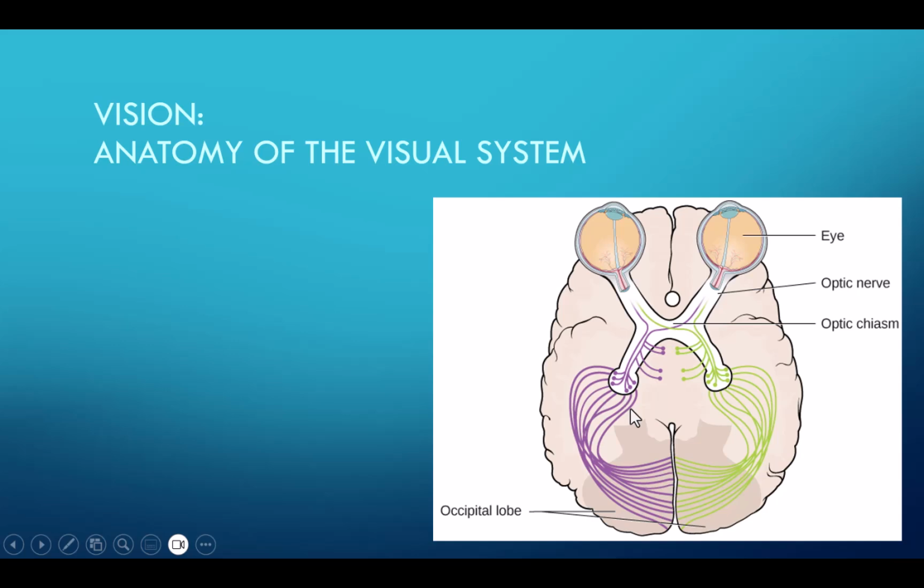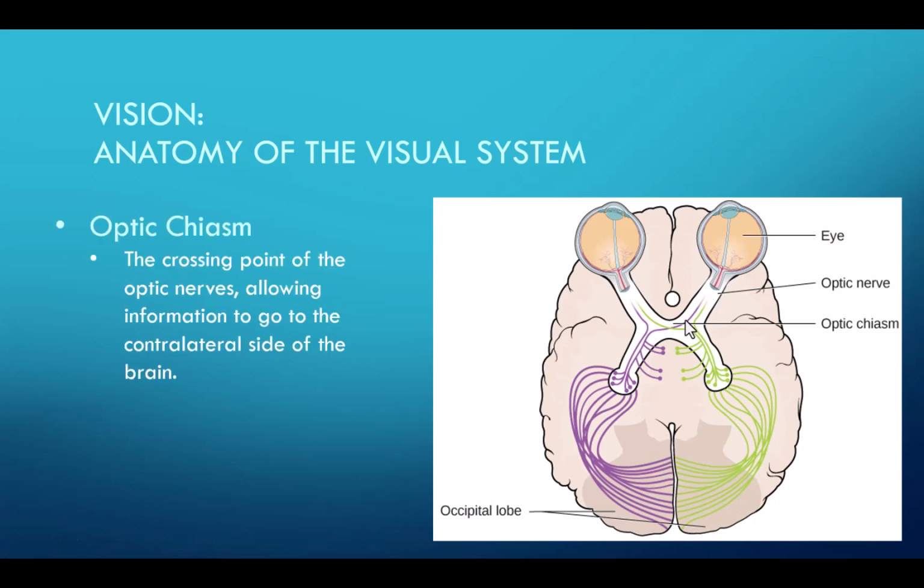Here's another diagram, a different view of the visual system. We have light that hits the back of the retina, synapsing on a couple other cells, then sending an action potential along that optic nerve back to that visual cortex. Now, you see here, some of those axons are crossing at what's called the optic chiasm. So the optic chiasm is the crossing point of the optic nerve, allowing information to go to the contralateral side of the brain. So information from our left visual field is going to go to the right side of the brain, and information from our right visual field is going to go to the left side of the brain.